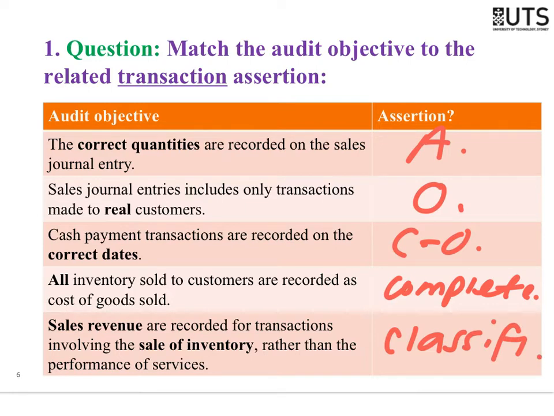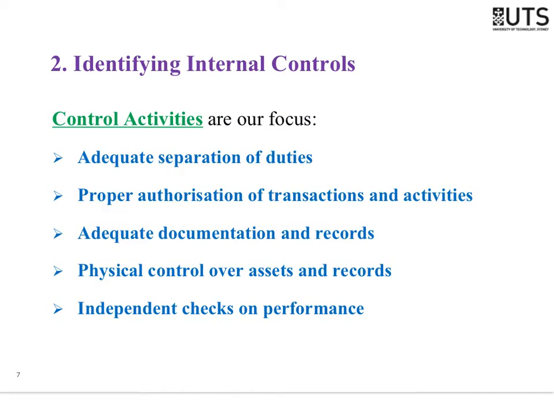is if it was the performance of services, which account should it be recorded in? Yes, service revenue. Remember, you can only record sales revenue if you sell a physical asset, physical inventory. If you are performing a service of any kind, then that should be service revenue. That's a classification issue, okay? Remember, classification is the one that relates to the correct account. Good job. Okay, now we move on to the second topic, which is internal control.